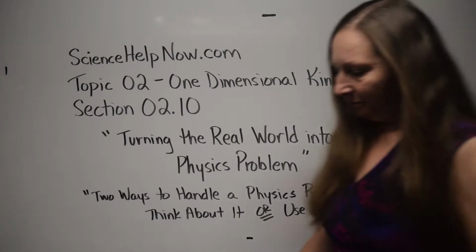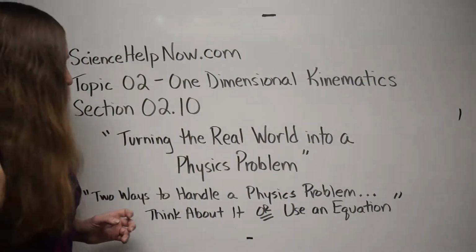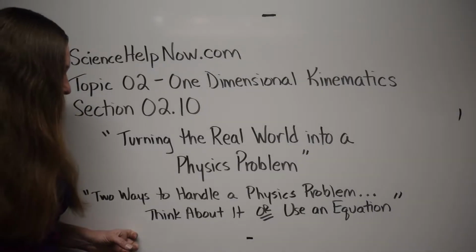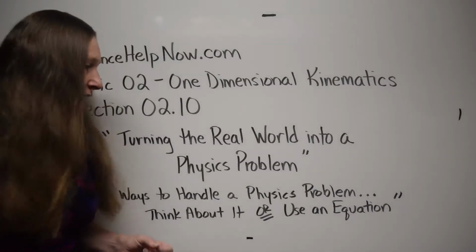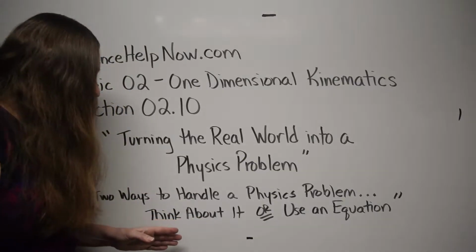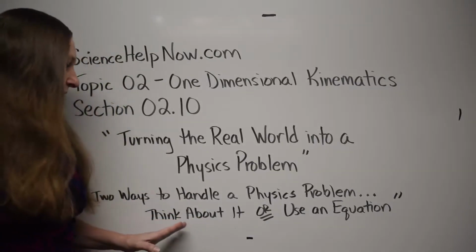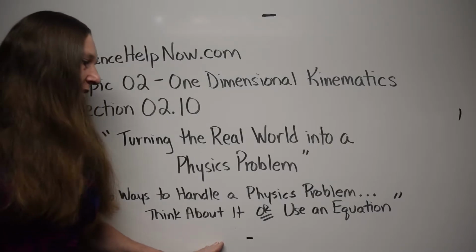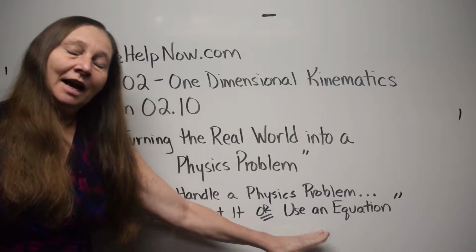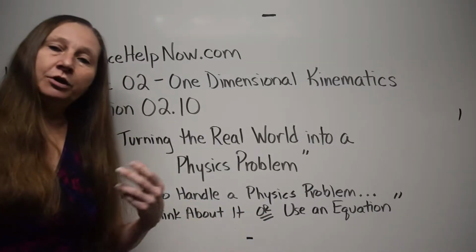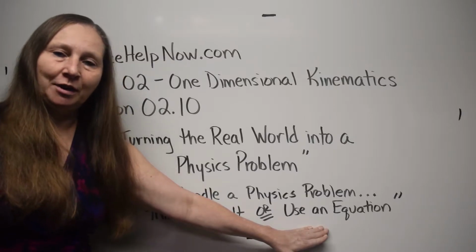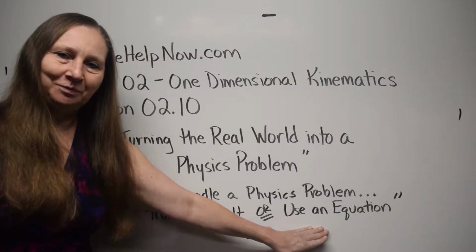For a subtitle, you might say we're going to be talking about two ways to handle a physics problem. Either you can think about it, or you can use an equation. And what you're going to find is that if you think about it, you'll be able to figure out what the equation should be. And in the end, when we get to more difficult problems, it's going to be much, much simpler just to go straight to the reference tables and use an equation.